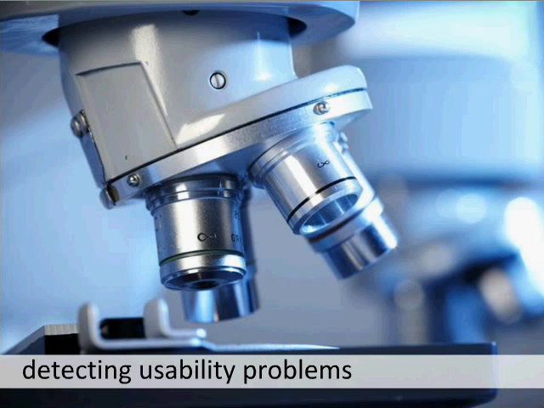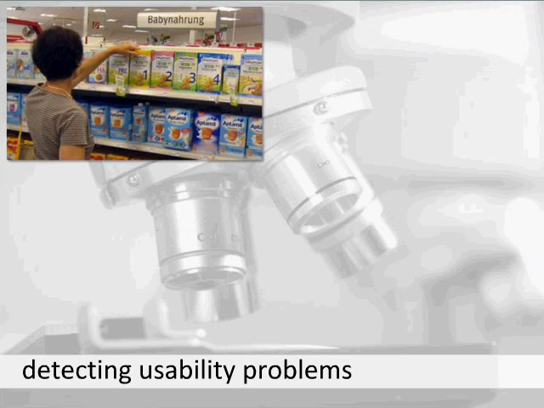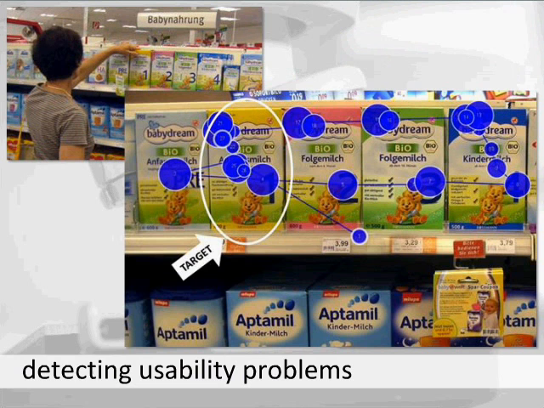Now let's talk about one side of this, which is detecting usability problems. Eye tracking is sometimes able to detect problems when conventional usability testing methods don't necessarily indicate that there is a problem. Here's an example. The task here was to find Baby Dream bio formula for a 4-month-old baby. The participant, an expectant mother, selected the correct product.